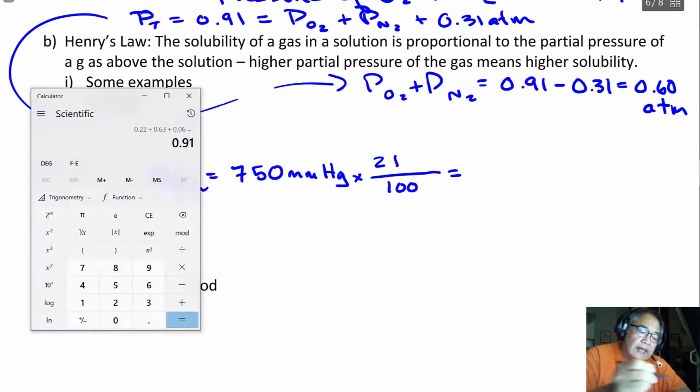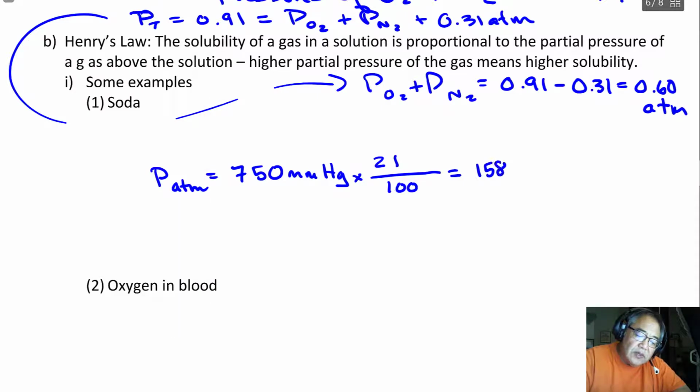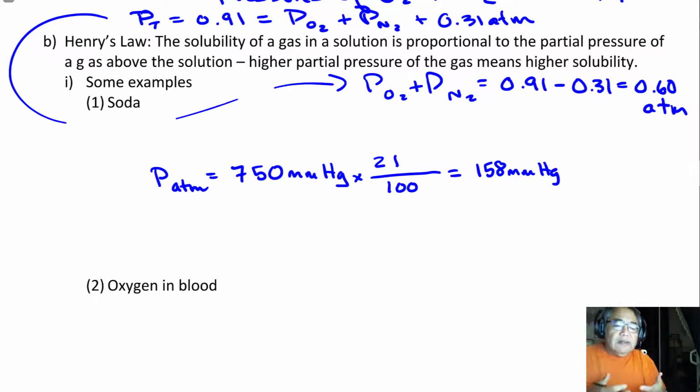And so you can calculate that out as 750 times 21 divided by 100. So the partial pressure of oxygen is about 158 millimeters of mercury. Okay, so that's normal air. So now you have that oxygen in your lungs as you breathe, and so your body absorbs the oxygen, right? And that's what creates your 100%, or your typically above 90% saturation of oxygen in your blood.